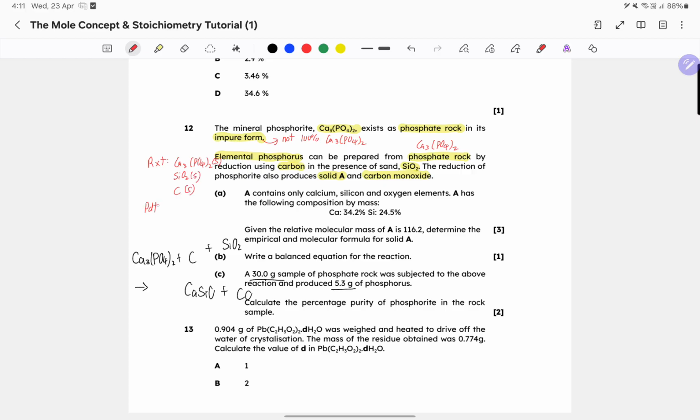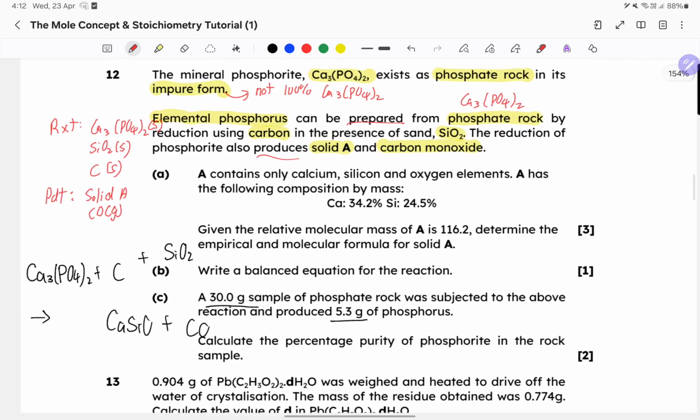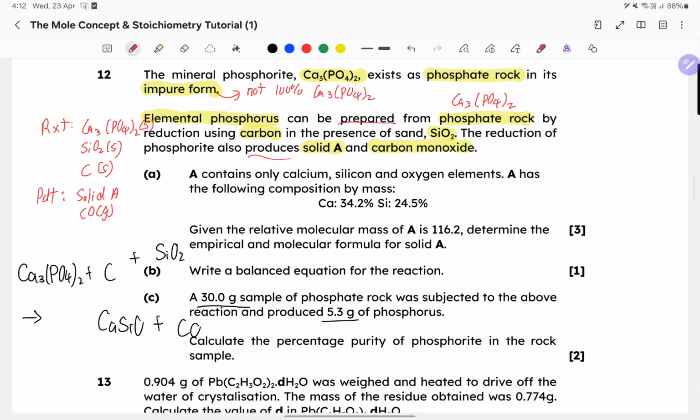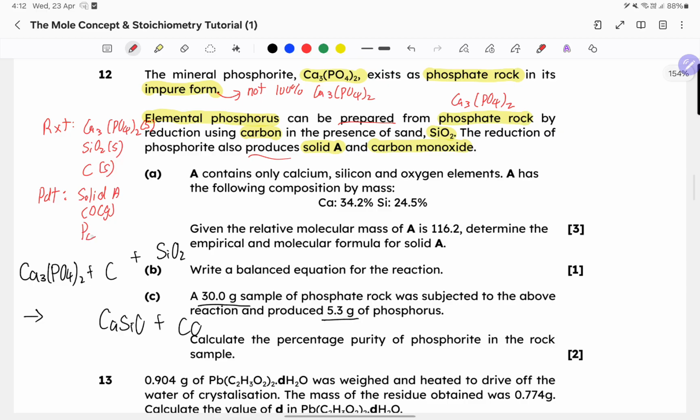Right, now if we look at what the products are, when you see the word produces, it probably means solid A, and carbon monoxide is in gaseous state. Then you see over here, elemental phosphorus can be prepared. So the word prepare is also another important word to take note of when identifying the product. Elemental phosphorus, you can either write it as P or P4. I would recommend writing it as P4 if they did not state, because this is how phosphorus exists at room temperature and pressure.